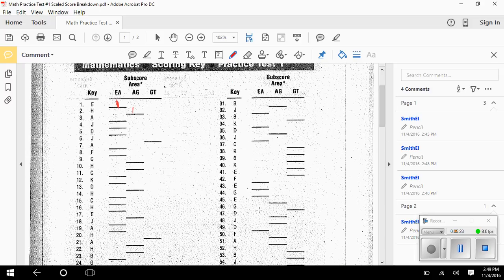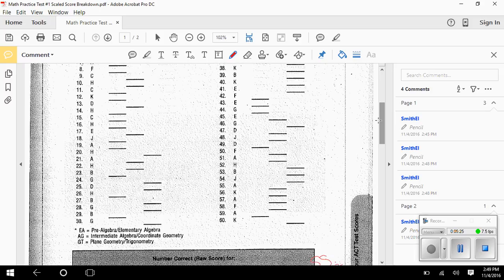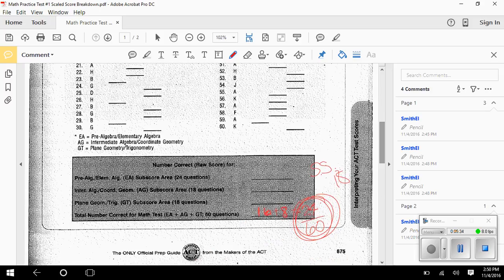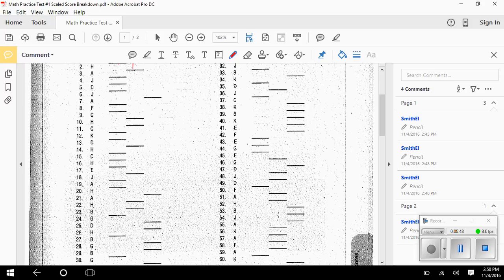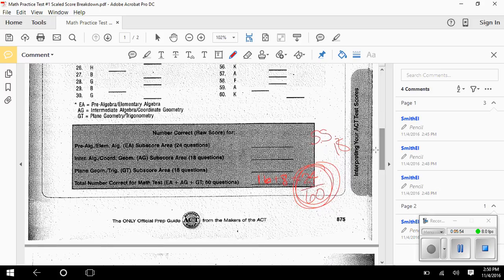The ones after 30, those EAs get fewer, and they're going to be more your upper level algebra 1 questions. Not pre-algebra probably. The AG is your intermediate algebra, which is like algebra 2 and your coordinate geometry. So you would have covered that in geometry. That's your middle column. So those are pretty well spread throughout, though I see more of them in this upper region here. But those are going to be slightly harder because it's higher math.